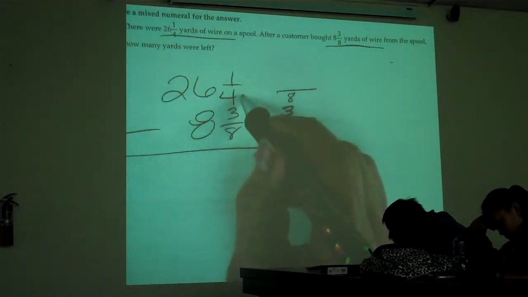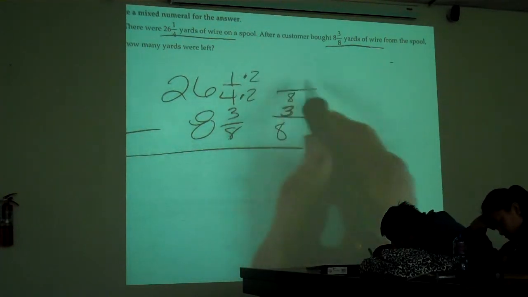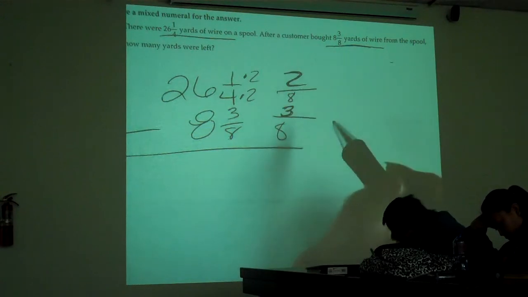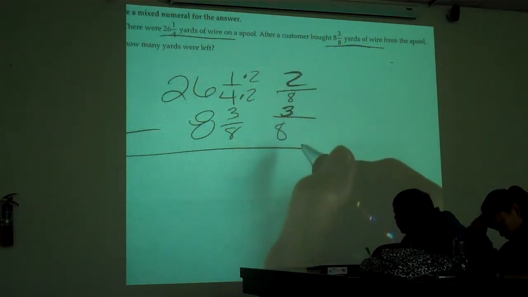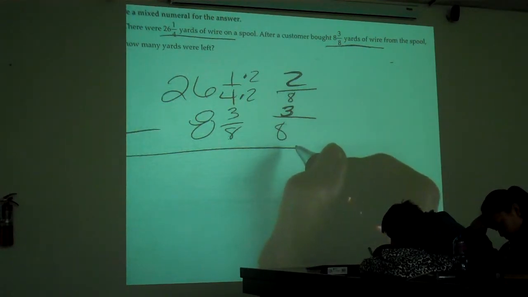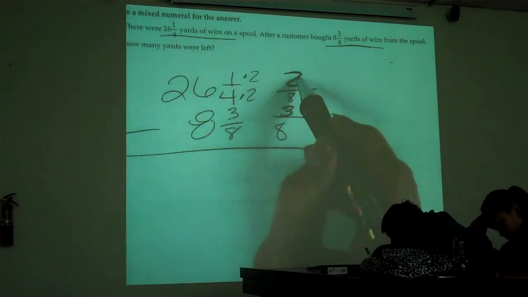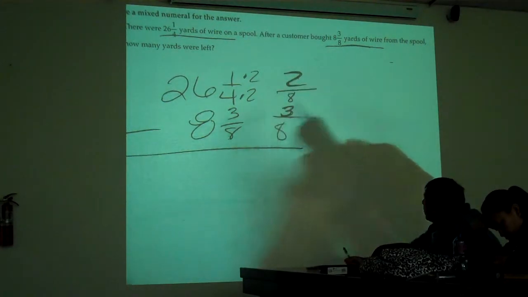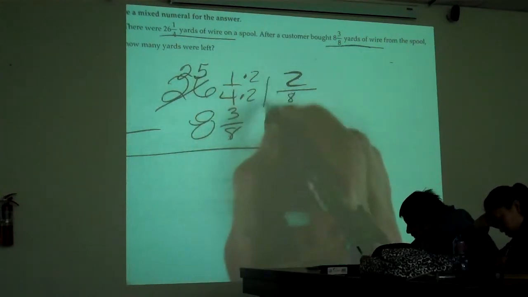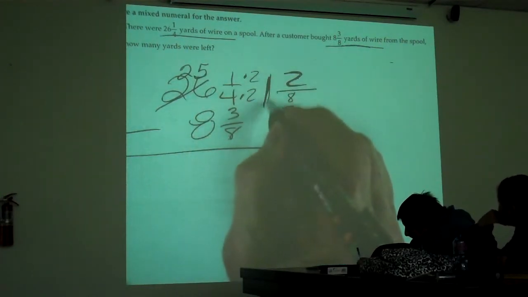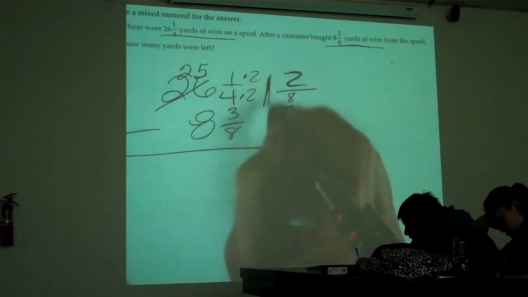Okay, 4 is times 2. 1 times 2 gives you 2. Okay, you got 2 8s minus 3 8s. You gotta borrow from 26. Yeah, we need to borrow. 2 is not enough to subtract 3 from. We need to borrow, make this 25, put our 1 as a whole number. Don't make it 12, make it 1 and 2 8s.